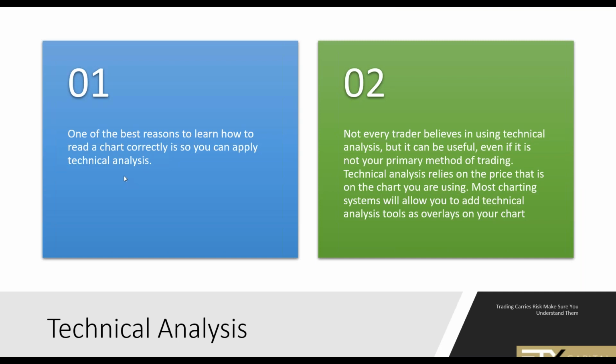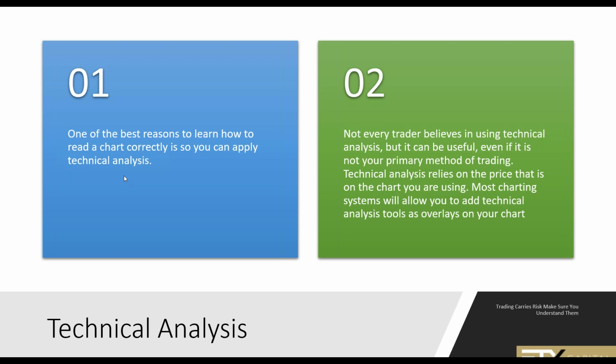So one of the best reasons to learn how to read a chart correctly is so that you can apply technical analysis. Now, not every trader believes in using technical analysis, but it can be useful even if it's not your primary method of trading. Technical analysis relies on the price that is on the chart you're using. So a general explanation of technical analysis is anything that's done on a chart. We were just conducting, by looking at those charts, technical analysis.